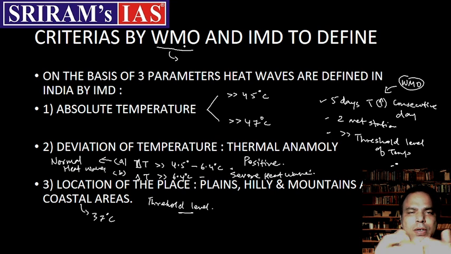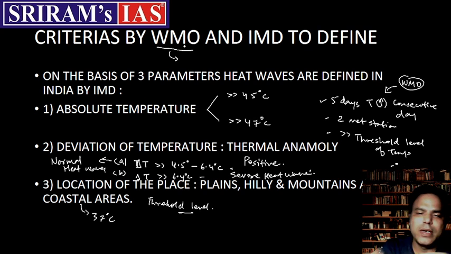So, is the uniform definition of WMO followed everywhere? No, the UK follows differently. With 3 days of temperature increase above the threshold, and the increase being above 5 degrees Celsius, that area might be called heat wave affected. But in the Indian case, the criteria to define heat waves are based on 3 parameters. One is the location itself.